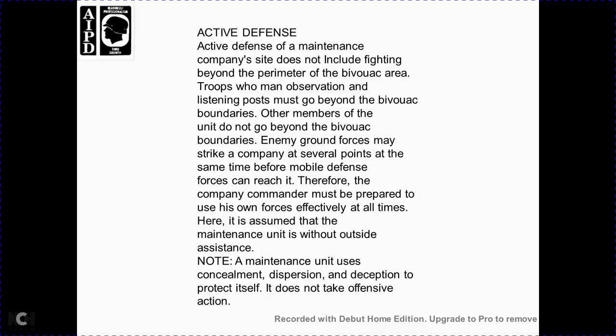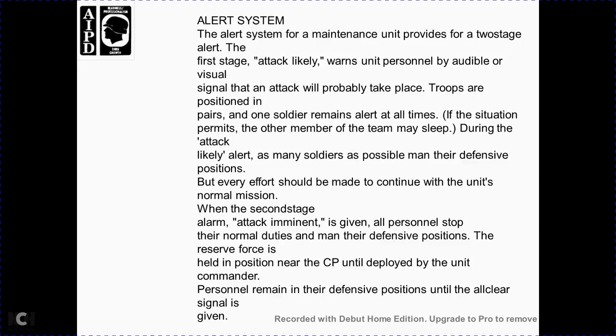Therefore, the company commander must prepare to use his own force effectively at all times and assume that the maintenance units will have no outside assistance. Note that all maintenance units, under the concealment of dispersion and deception, protect themselves and do not take offensive action.